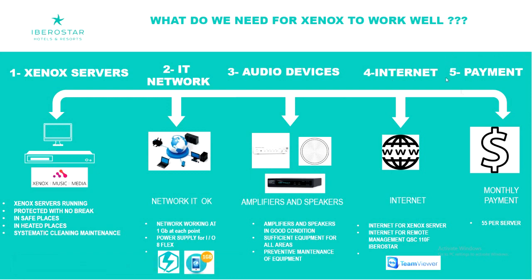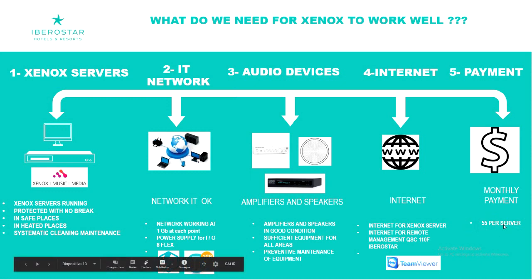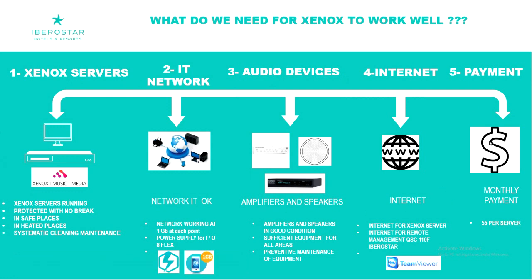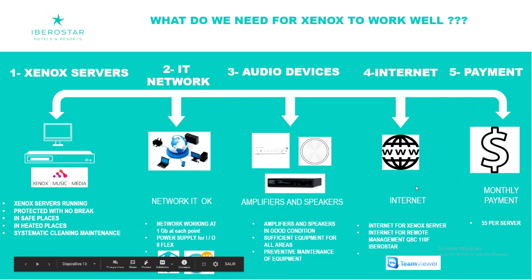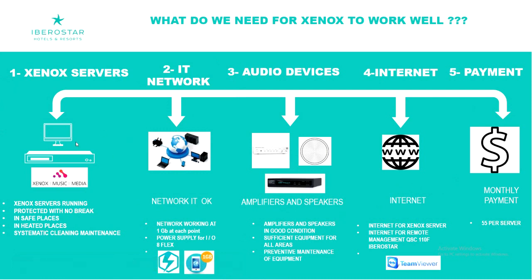And the last one, of course, and the most important, is the payment that we need to make to the company Xenox in order for the servers to keep working. As I was explaining before, it is 55 euros per server. This is basically the formula that we need to have correct in order for the system to work well. I already explained the challenges that we are having, and we definitely need to attack them in order to have a system that runs without any problem.